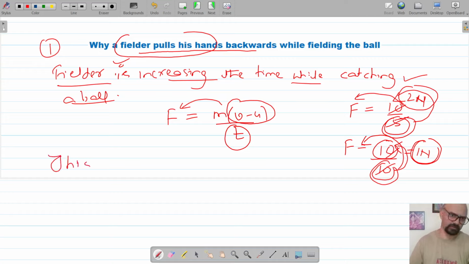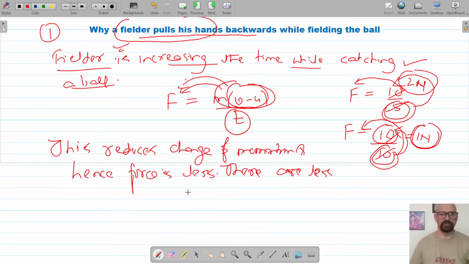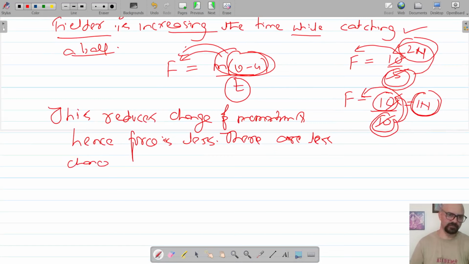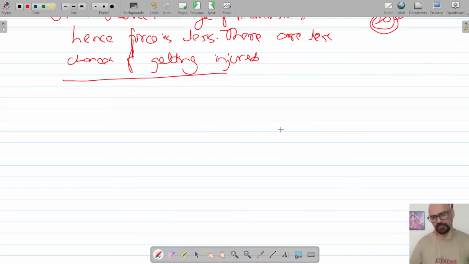So this reduces the rate of change of momentum, and when the rate of change of momentum is reduced, the force is less. When the force is less, there are fewer chances of getting the hands injured. So there are fewer chances of getting injured.